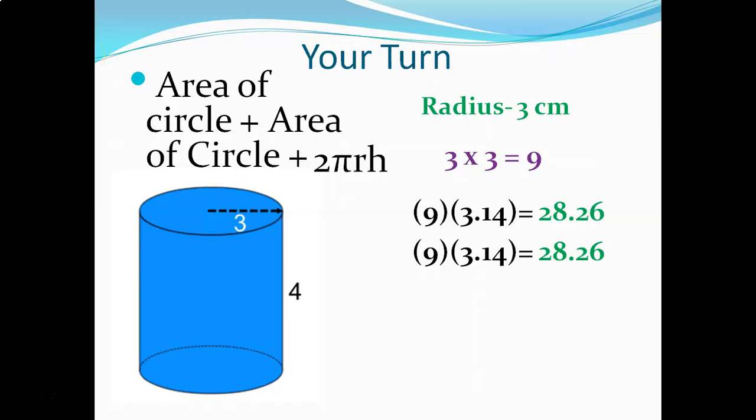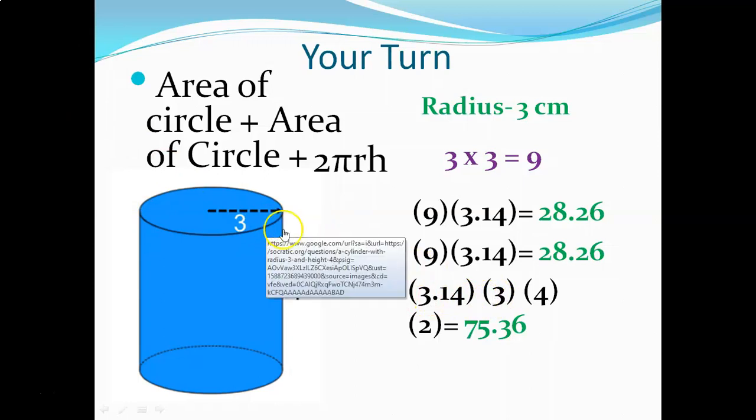And now for the area of the side. You have pi times radius times 2 times height. And you can do that in any order you wish. So pi, 3.14, 3, the radius in this case, 4, the height in this case, and 2. And you get a product of 75.36.